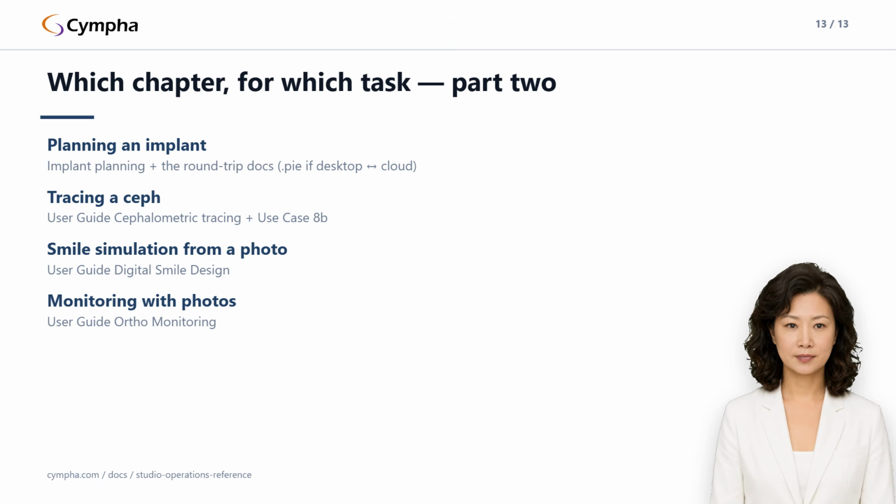And one last branch, which comes with the best piece of advice in the whole document. If you're reviewing an OrthoPlus plan at chairside with the patient watching, read use Case 3, the OrthoPlus treatment plan viewer, and practice the play and step controls before you do it live. Nobody wants to be learning a transport control with a patient in the chair. That's the map: 9 questions, 9 chapters, about 2 minutes to the right one, every time.